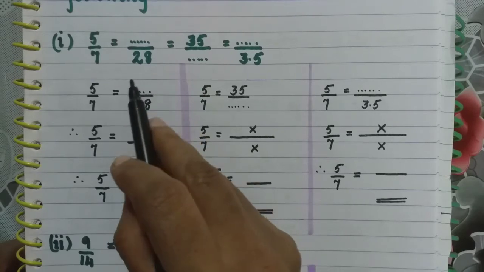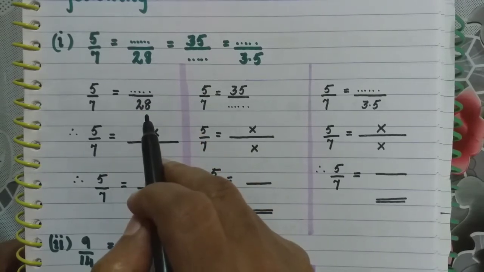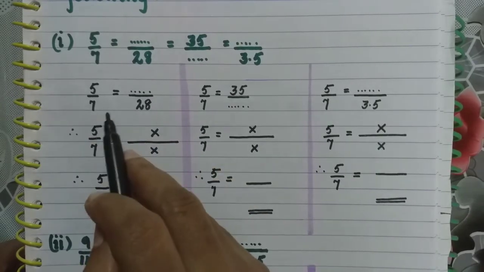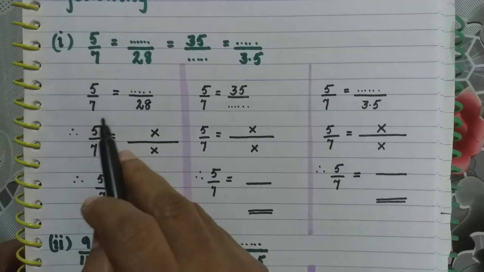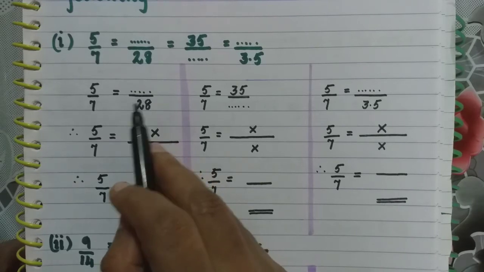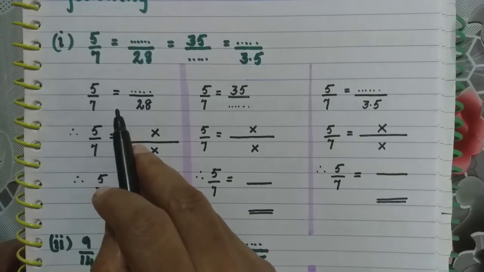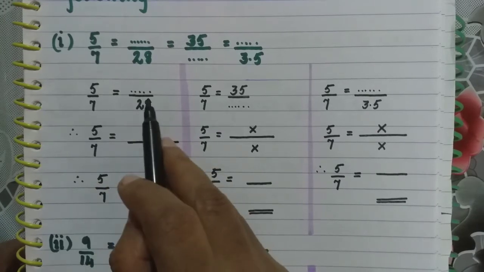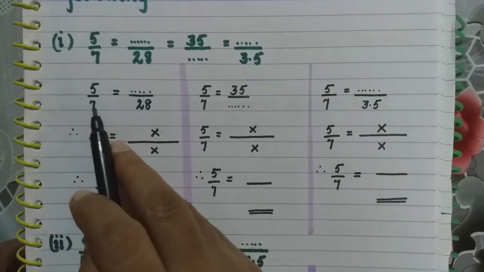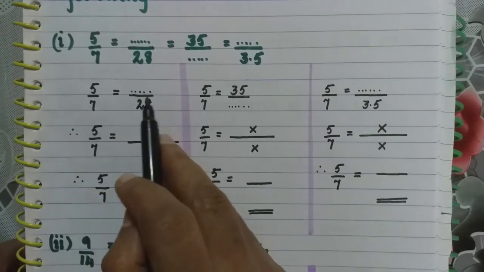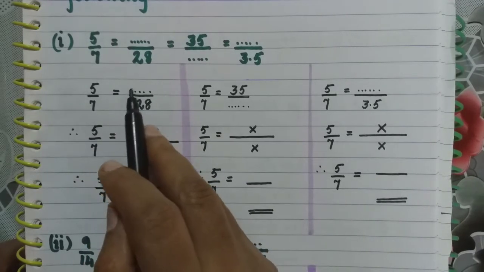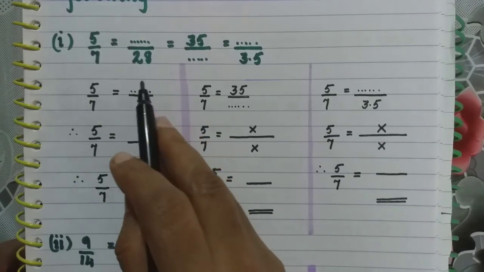Where the numerator is missing, look at the denominator and look at the previous denominator. Now we see with which number the previous denominator is multiplied to get this denominator. That means 7 has been multiplied with which number to get 28? So we know 7 into 4 is 28. So if the denominator is multiplied with 4 and you get this denominator, then the numerator also has to be multiplied with 4 to get this numerator.